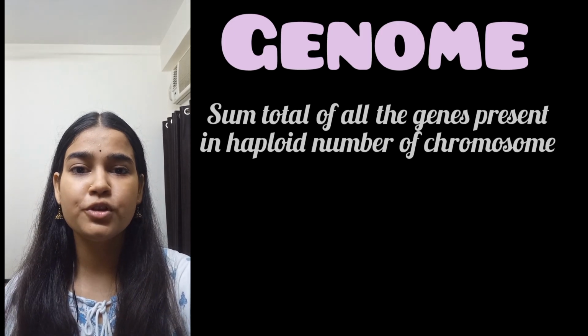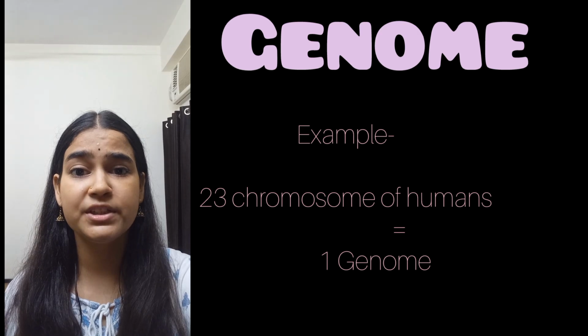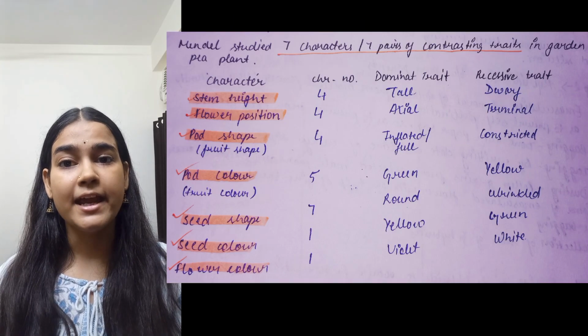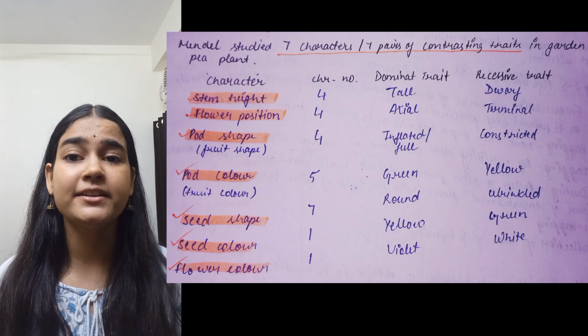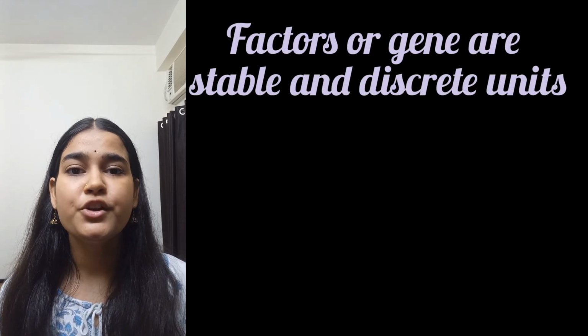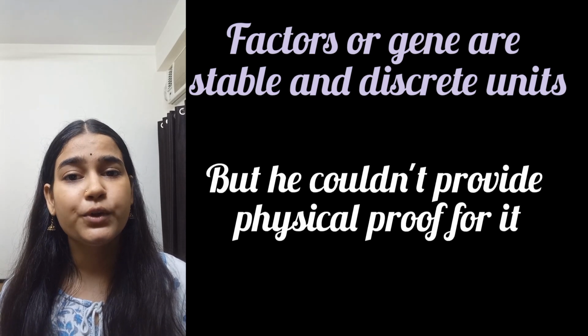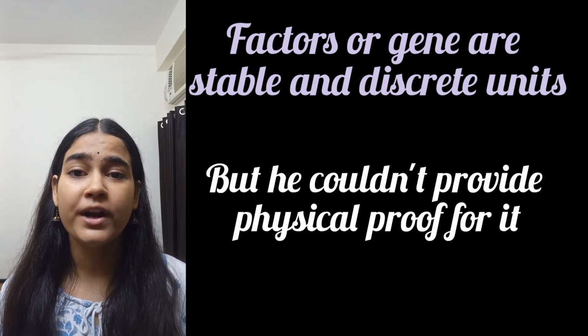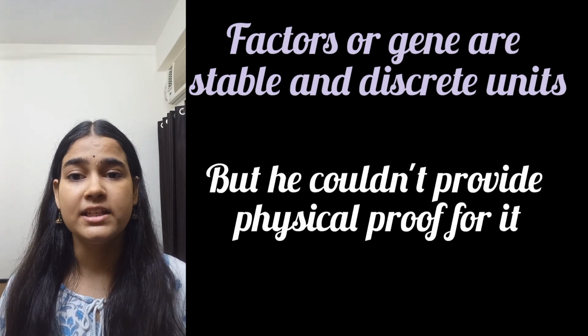Genome. Sum total of all the genes present in haploid number of chromosomes. For example, 23 chromosome of human equals to 1 genome. Now, NCERT tells us that Mendel studied 7 characters or 7 pair of contrasting characters in garden pea plant. After the hybridization experiment that Mendel did, he said factors or gene are stable and discrete units, but he couldn't provide any physical proof or evidence for existence of factor, which are later called as genes.